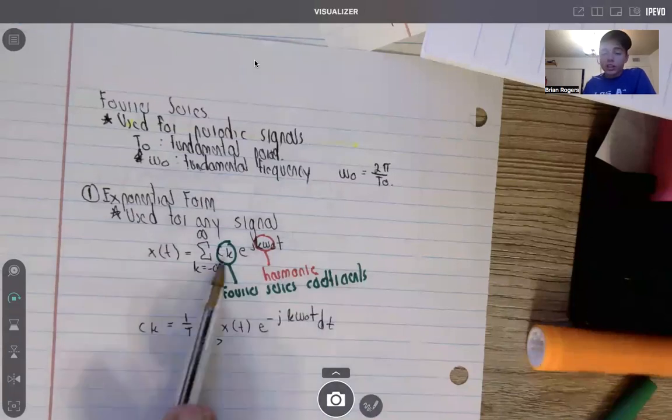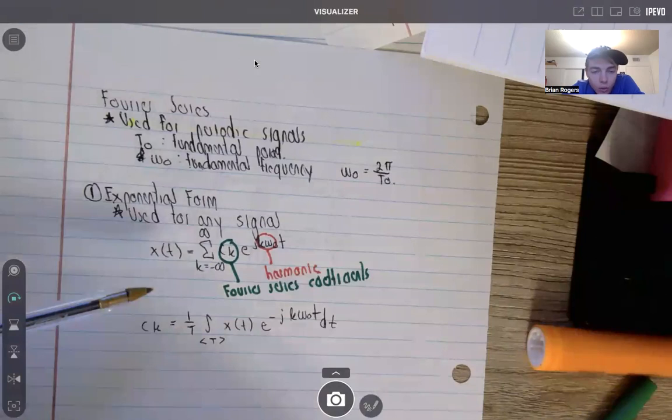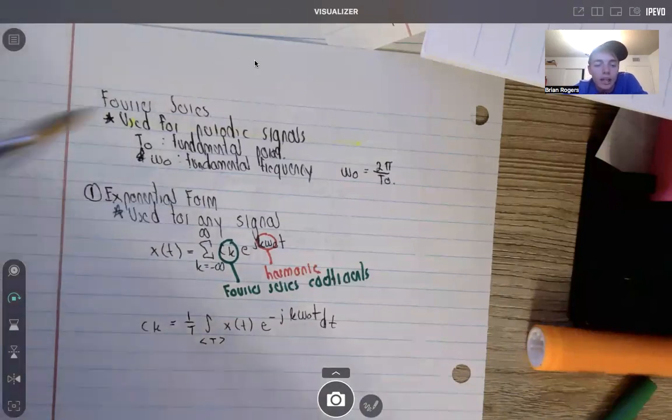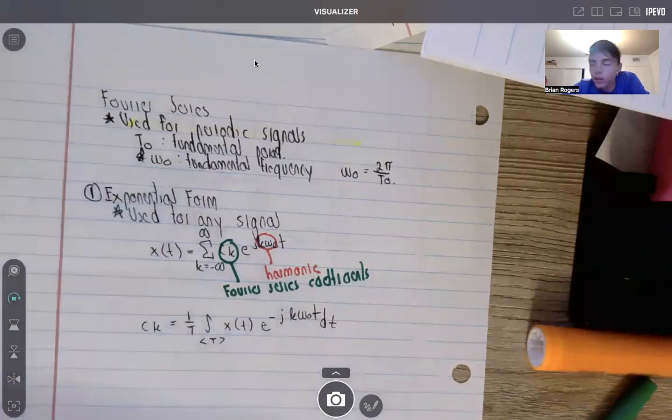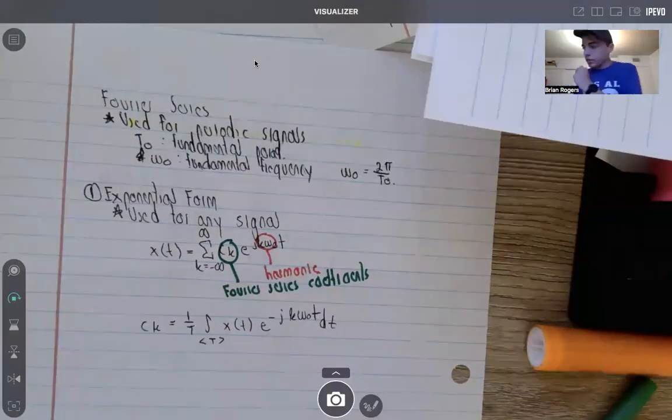And the coefficients are going to tell you how much of that specific harmonic is in the signal. That's the big thing: the coefficients will tell you how much of that specific harmonic is in that signal, and you sum all the harmonics together in order to get the desired output signal. And so let's do one example.